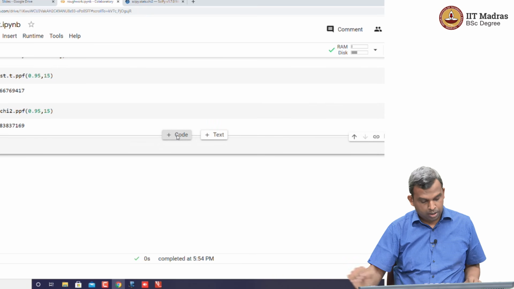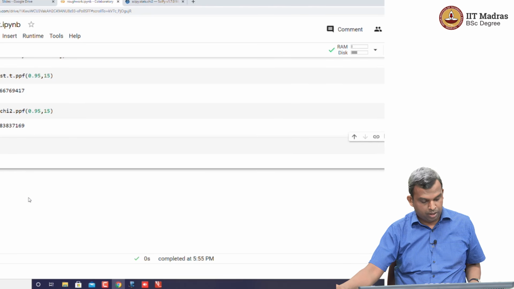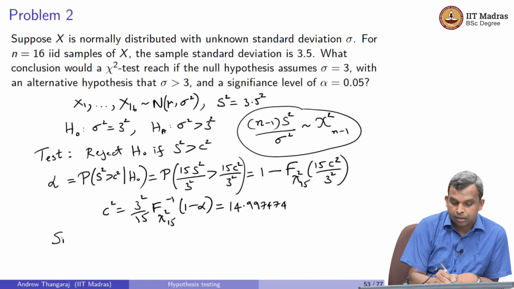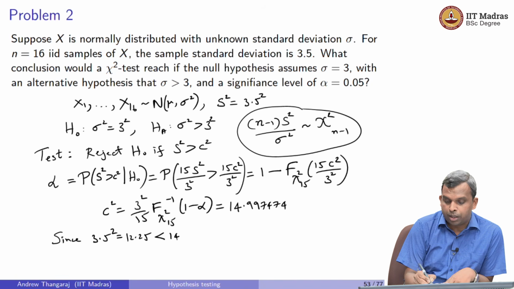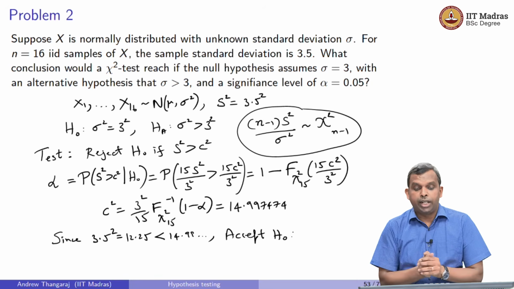If you want a calculator here, 3.5 star 2. This will be 12.25. Yeah. Okay. Good. So since 3.5 squared equals 12.25 is lesser than 14.99 whatever, we end up accepting H naught, okay, at significance level 0.05.